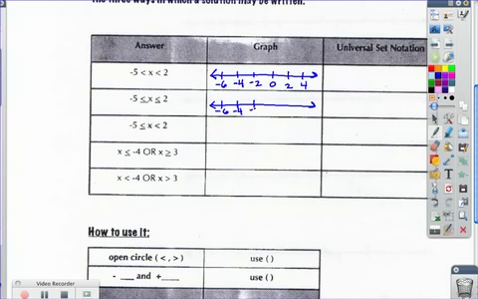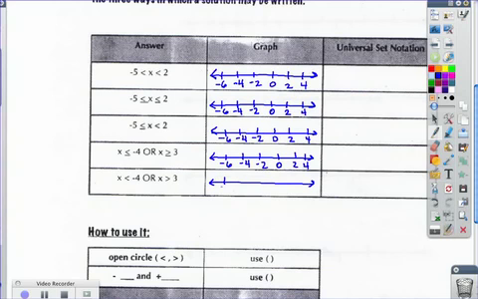Okay, so for this graph, we've got an open circle on the -5, open circle on the 2, and it's an and compound inequality or a sandwich. The next one, closed circle on -5, closed circle on 2, and it's also a sandwich. Closed circle on -5, open circle on 2, and it's a sandwich.